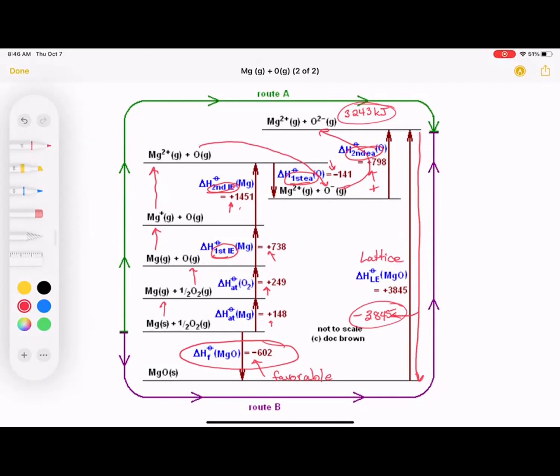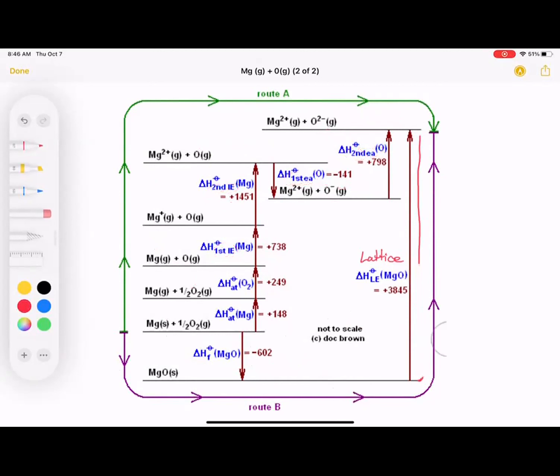Questions? No, you are not going to have to do all this math other than understanding lattice energies are positive. The first electron affinity is negative, but the second one is positive. And then the fact that the driving force is really the lattice energy. That's the entire reason that ionic compounds form.